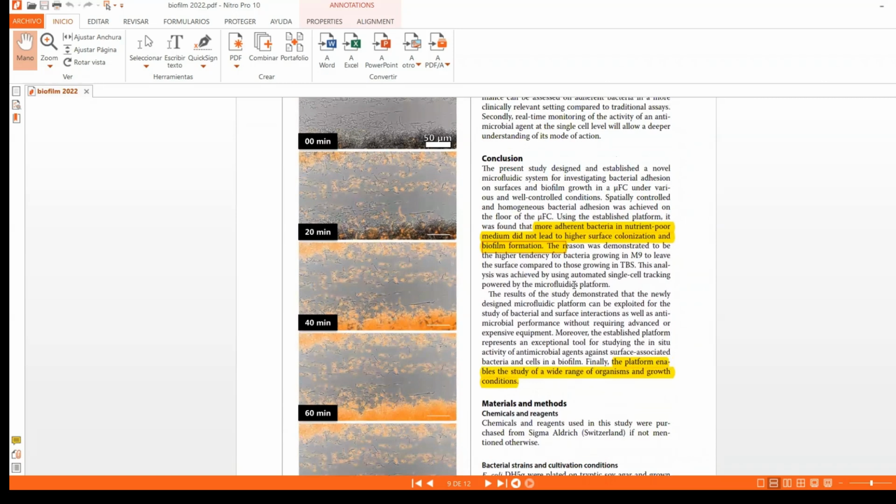In conclusion, they say the nutrients are so important and are reflected by the growth of the bacteria, the adhesion, the proliferation, and the biofilm. And this kind of microfluidic device is very useful, because the platform enables the study of a wide range of organisms and growth conditions.